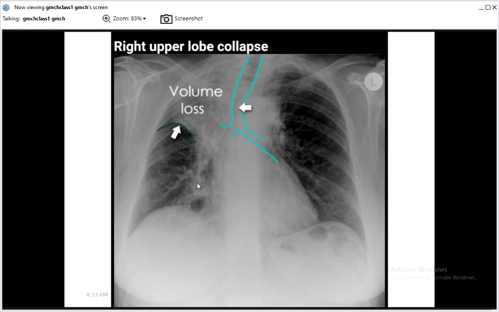So if we would have seen a clear cardiac shadow here, then we would have said, okay, this is collapse only and the rest of the lung is normal. But as we cannot make out the cardiac borders, this is consolidation of the middle lobe and collapse of the upper right lobe.